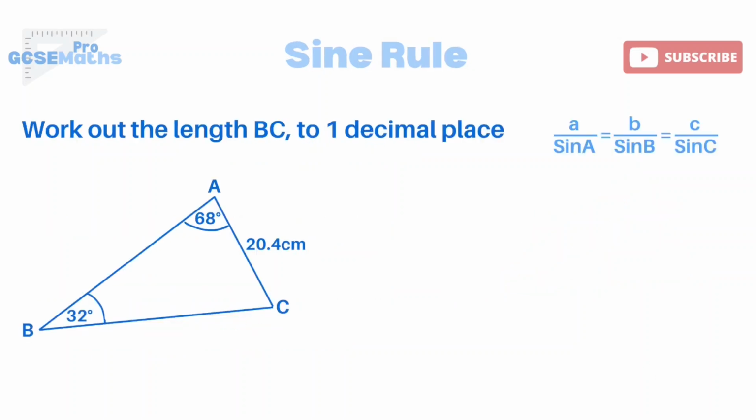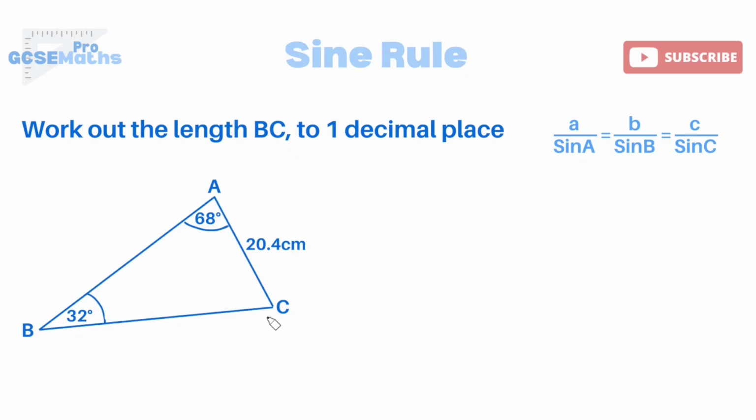So the first one we have, work out the length BC to one decimal place. In this case, we're looking for a length. That's why I've given this version of the formula where the lowercase letters are at the top. Those are the sides, aren't they? In this case, obviously, I normally only label the angles, so I'm now going to label the sides that are relevant.